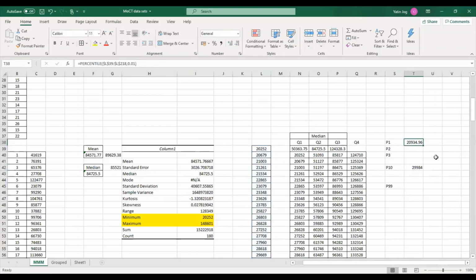The first percentile is at 20,000. And if I want to calculate the last percentile, which is the 99th percentile, I have to just replace this with 0.99. So the 99th percentile is starting at 1,47,000. So this is how you can calculate percentiles.